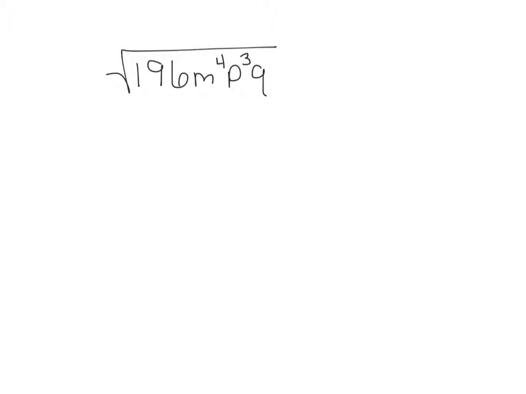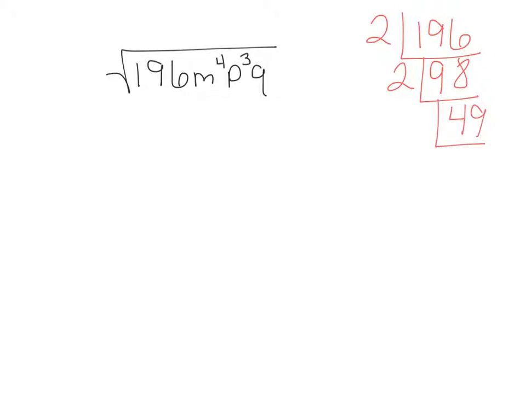Okay, for this example, we'll do 196. We'll do the prime factors. Get 2 times 98. And then 2 times 49. 7 times 7. So there's a pair of 2s and a pair of 7s. So we have a 2 and a 7. And we will multiply those together.